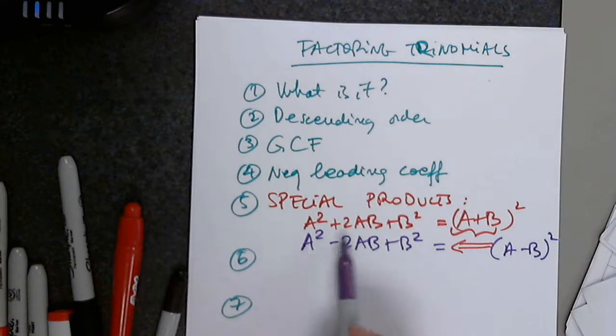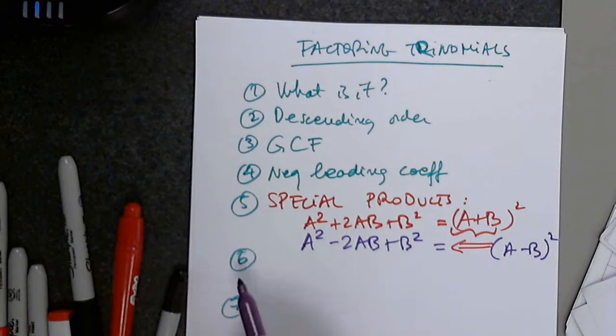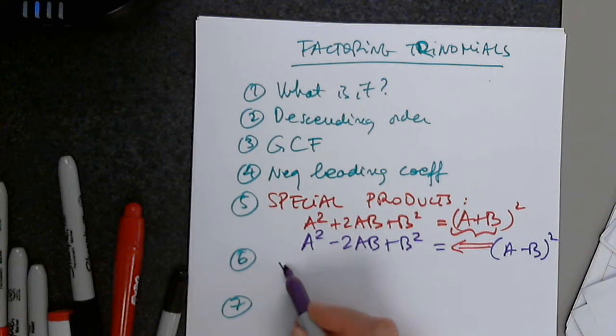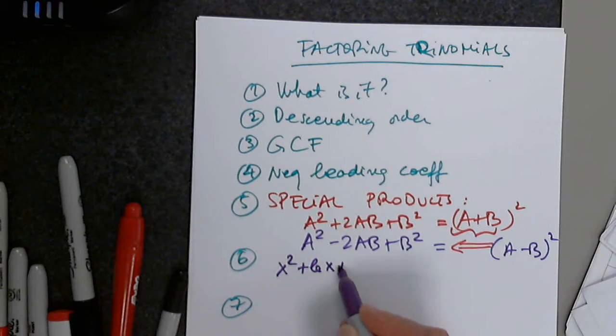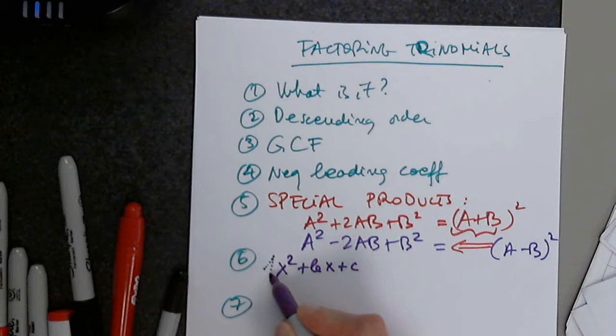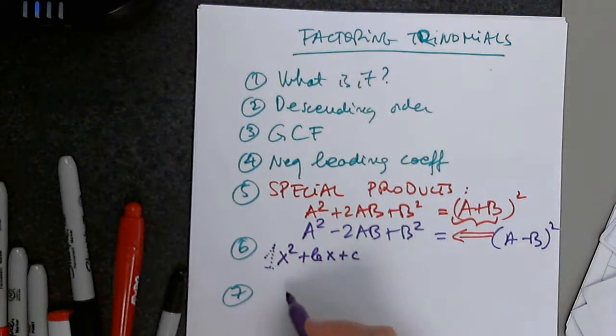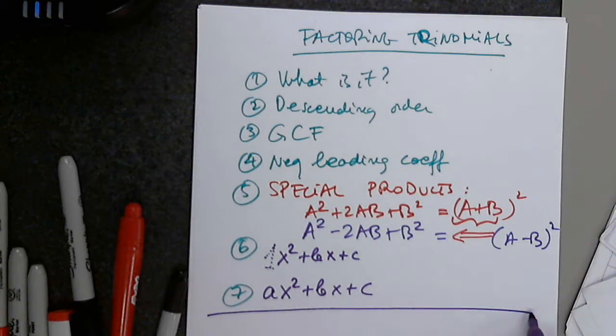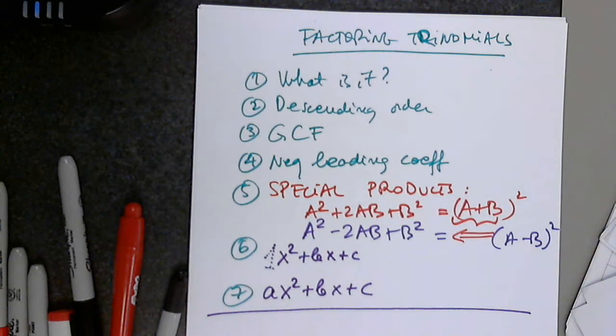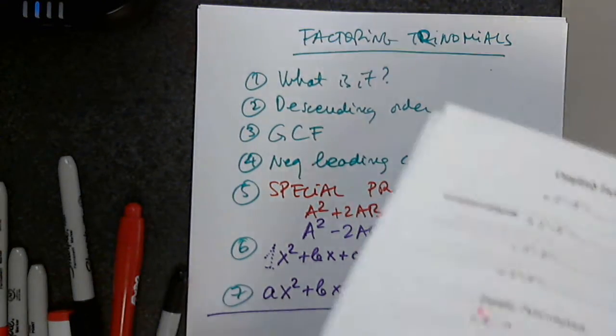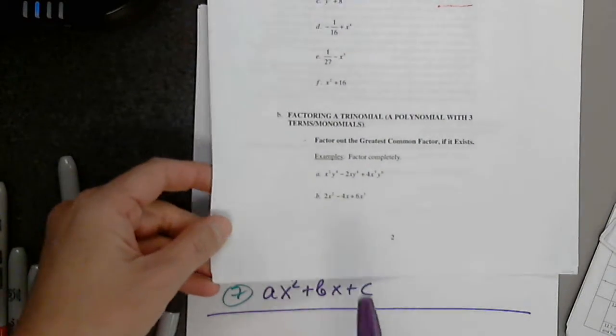In case the special products are not applicable here, in number 6, I will look at something like this, where this is clearly 1. I didn't put anything in there, which means 1. The last option is the most difficult one, in which the leading coefficient is not 1. And this is the entire strategy for trinomials. There's nothing else that we can talk about in a trinomial. So let's go back to the bottom of page 2, and let's work on these.